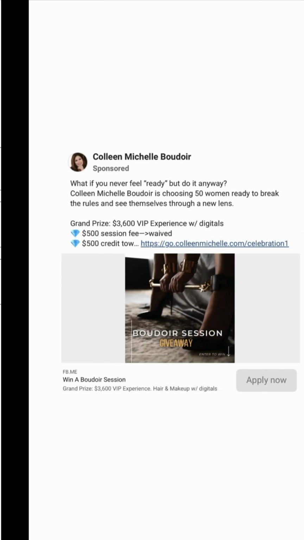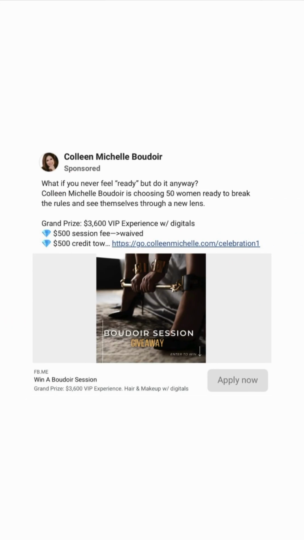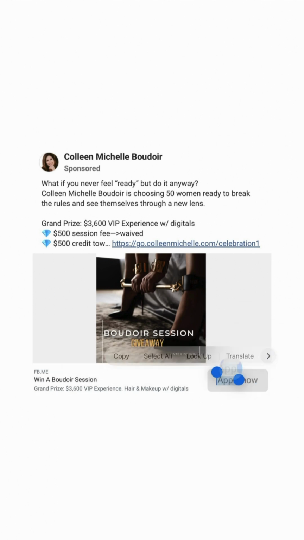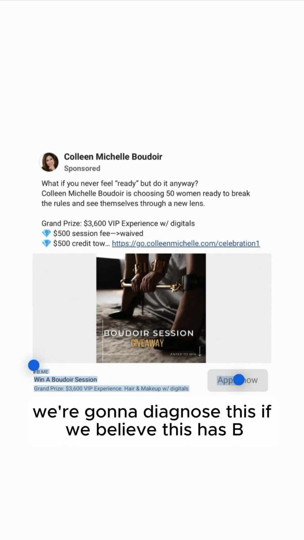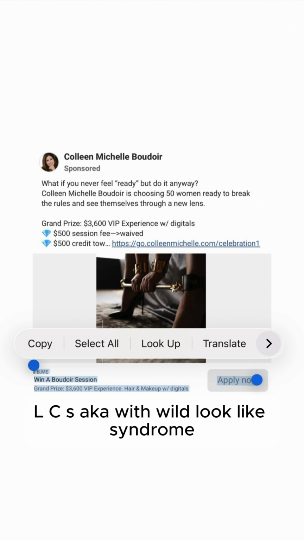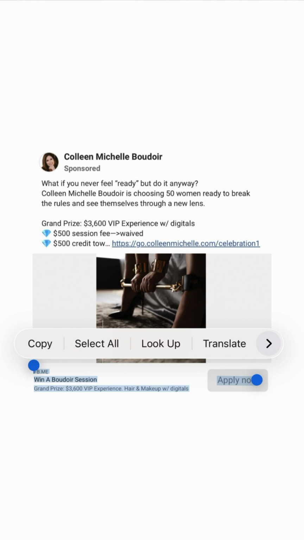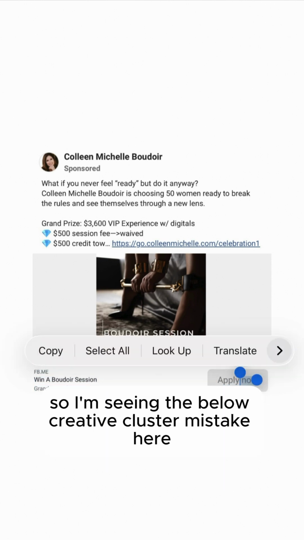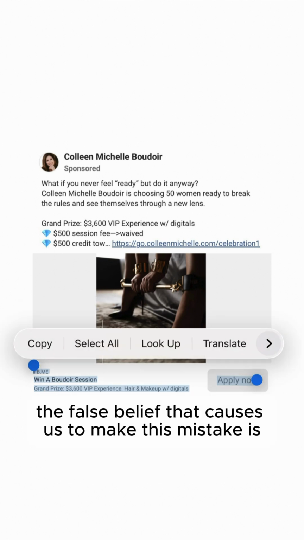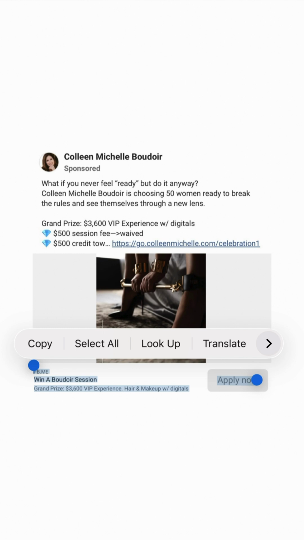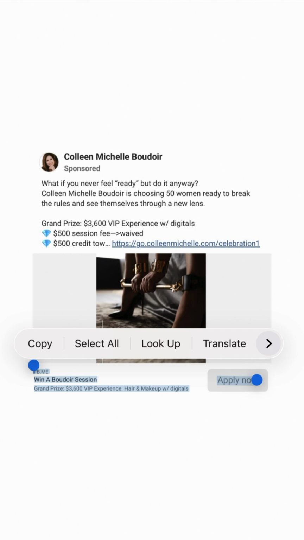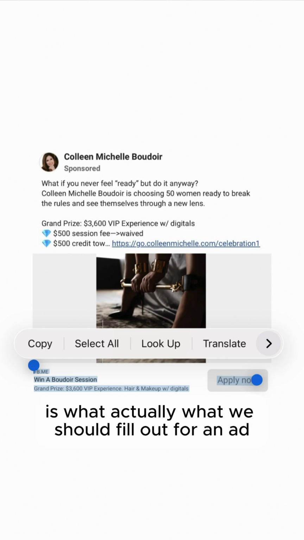All right, so now we're coming here. We're going to diagnose this if we believe this has BLCS, aka Boudoir low click syndrome. So I'm seeing the below creative cluster mistake here. The false belief that caused us to make this mistake is we're trusting what Facebook recommends us to fill out is what we should fill out for an ad.